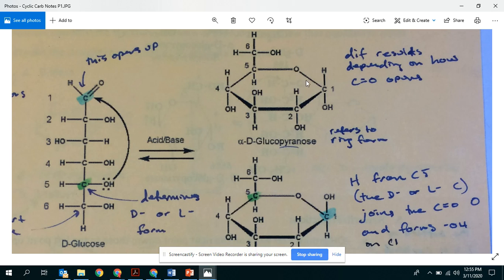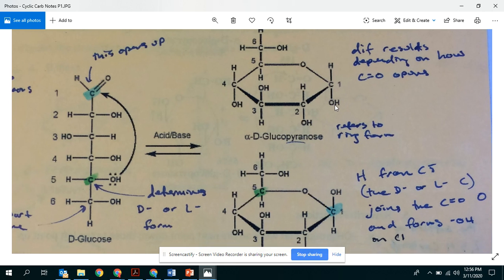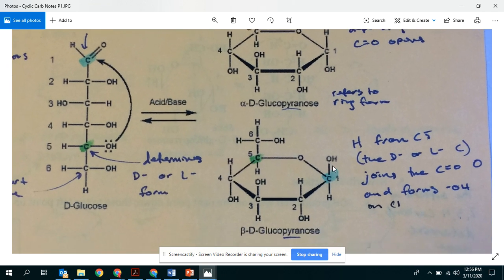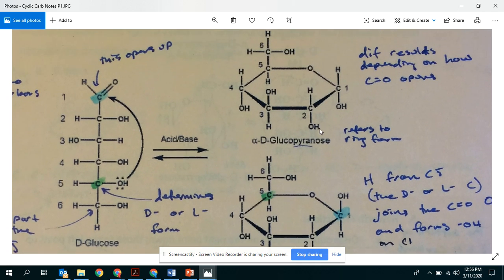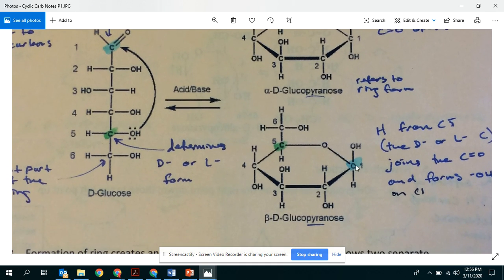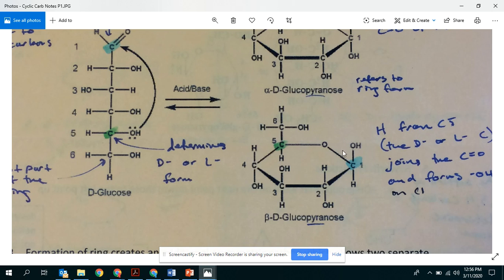And depending on how the double bond opens, and you'll see this in just a few minutes with your model labs, depending on which bond opens up, you will either get a hydroxyl group pointed down. This is what we call alpha right here. Or if the hydroxyl group points up, that is called a beta. So this would be alpha D-glucopyranose because the hydroxy on carbon 1 is pointed down. This would be beta D-glucopyranose because the hydroxy on carbon 1 is pointed up.